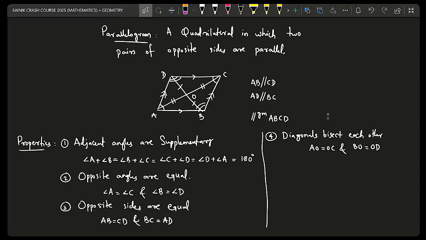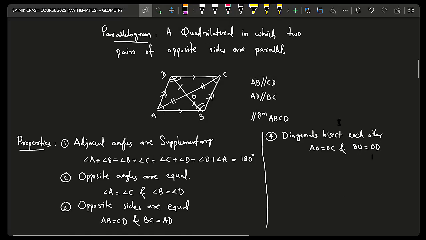Sir, in a parallelogram, what is the sum of angles in total? Yeah, every parallelogram is a quadrilateral, no? That's why it satisfies all the properties of a quadrilateral. Automatically, the sum of interior angles is going to be 360 degrees. Okay? Yes, 360 only. Because every parallelogram is a quadrilateral, no?